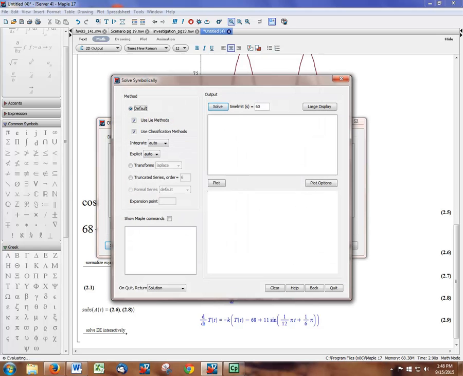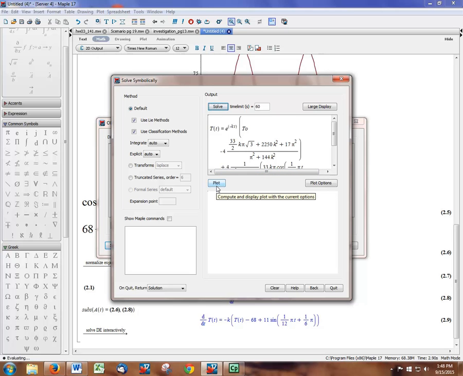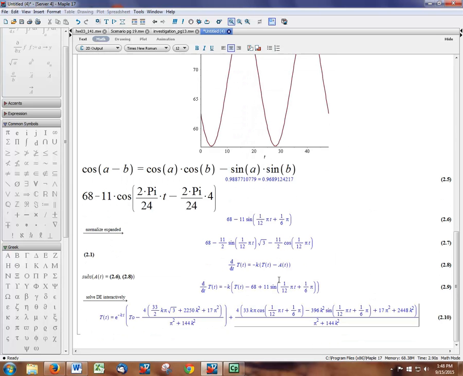We're going to solve symbolically. We're going to solve that. There's our solution. I don't think we can plot that because I don't have values of T0 yet. So let's just return the solution. So there's our solution to the differential equation. And you can select a T0 and a K and figure out, well, what can K be? Well, if you read the book, K can range between 0.2 and 0.5.